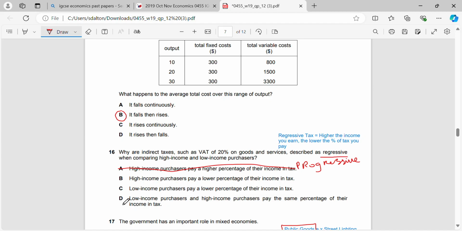Low income purchasers and high income purchasers pay the same percentage of their income in tax. That's another type, which is a proportional tax. It's not regressive or progressive. Low income purchasers pay a lower percentage. Again, that is describing a progressive tax, which is the opposite of regressive. So for regressive, we can see the higher the income you earn, the lower the percentage of tax that you pay.